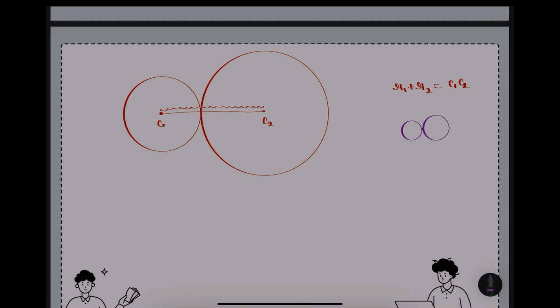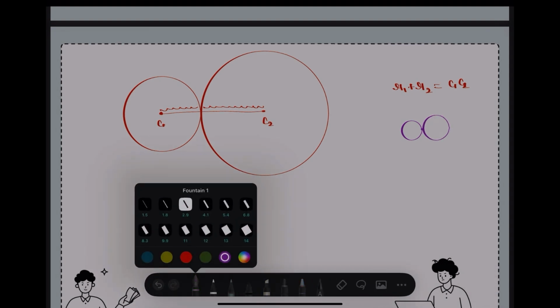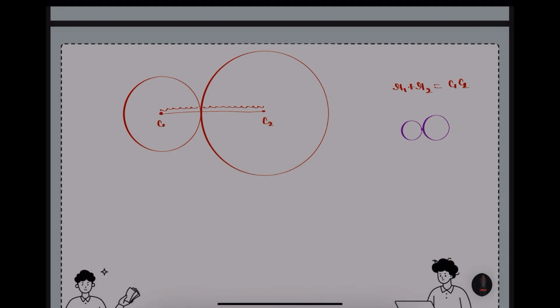Suppose the circles are touching each other. Now look at this. Can we have a tangent this way? Can we have a tangent this way? Can we have a tangent this way? Now you cannot have more tangents than these. So can you please tell me the number of direct common tangents?